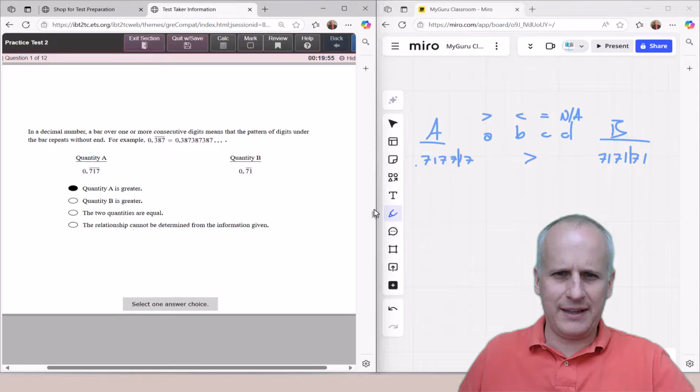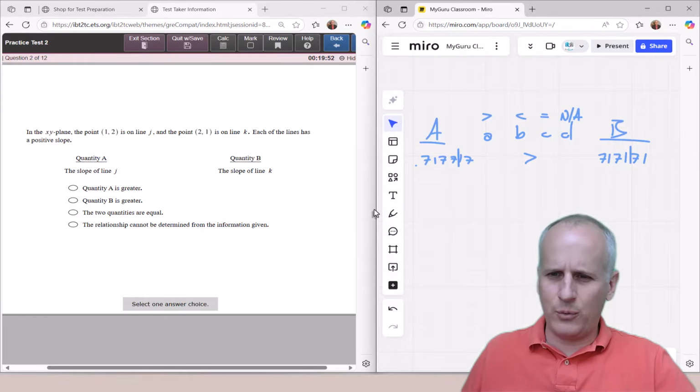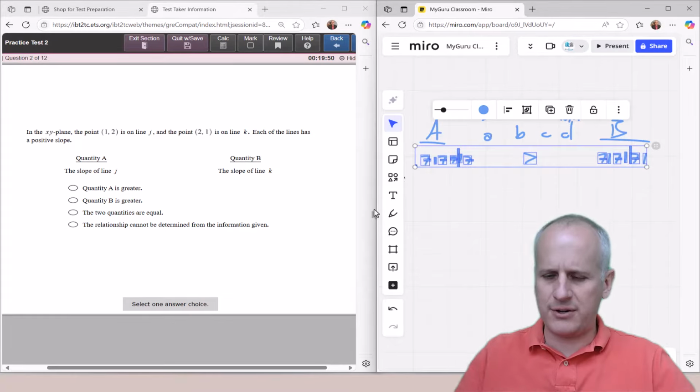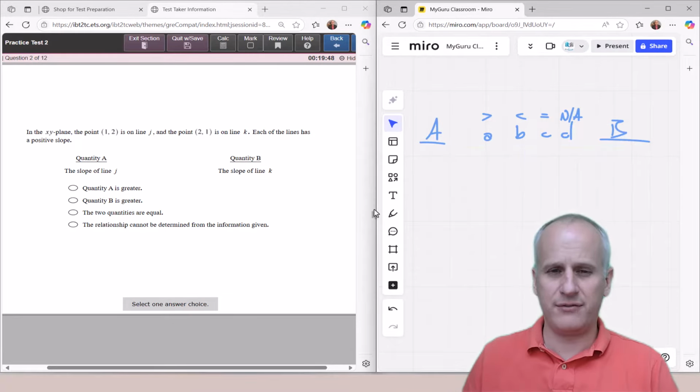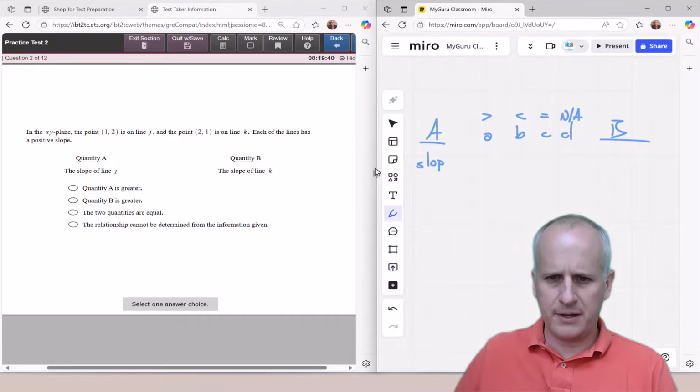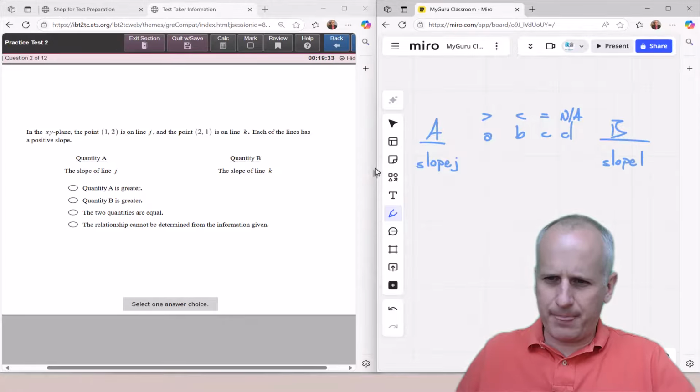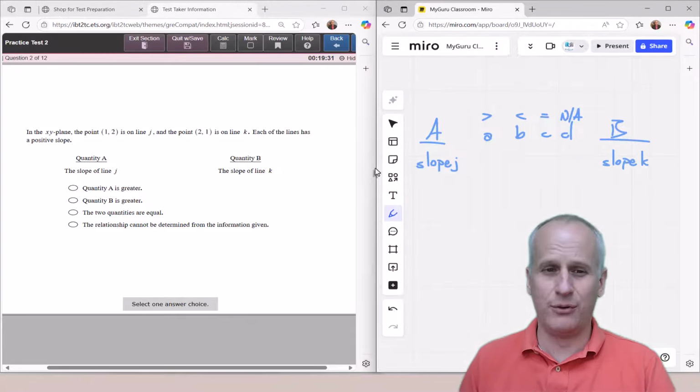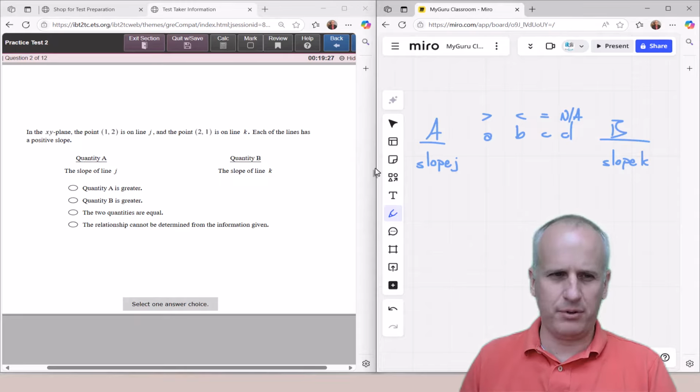I will select that. And what I could do is keep my scratch work here consistent, especially if you're using your own whiteboard at home. So now we're going to just look at the next question. We've got quantity A, which is the slope of line J. I'm just going to put slope J, and then we've got the slope of line K. I'm going to do my best to avoid drawing really here, but I could draw a really simple little coordinate plane up top for clear reference.